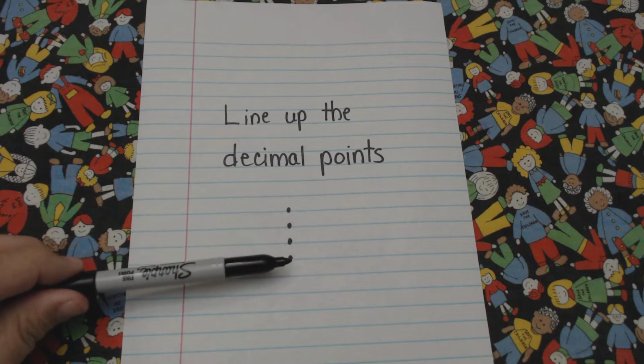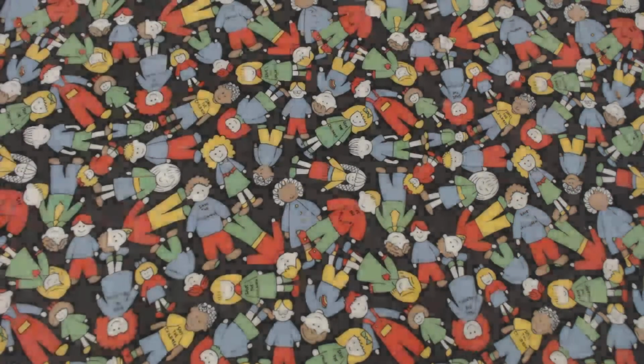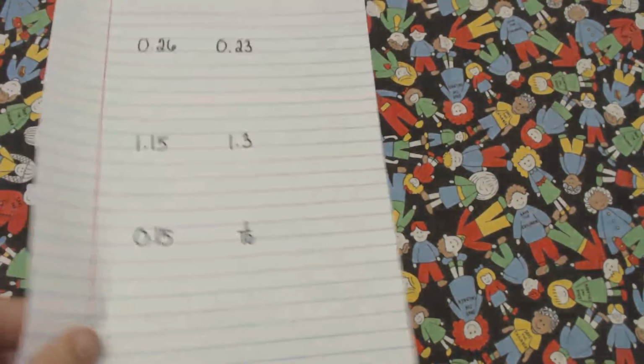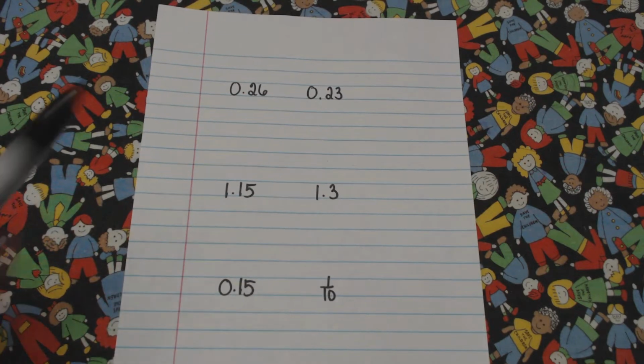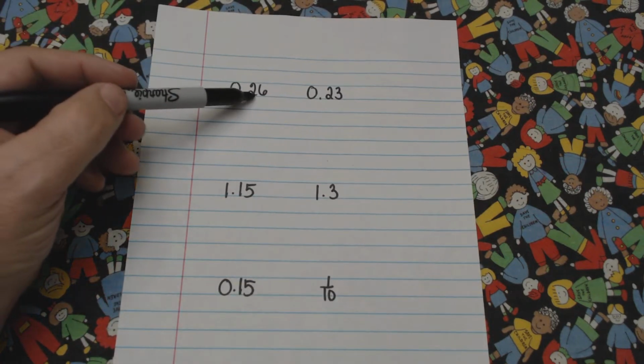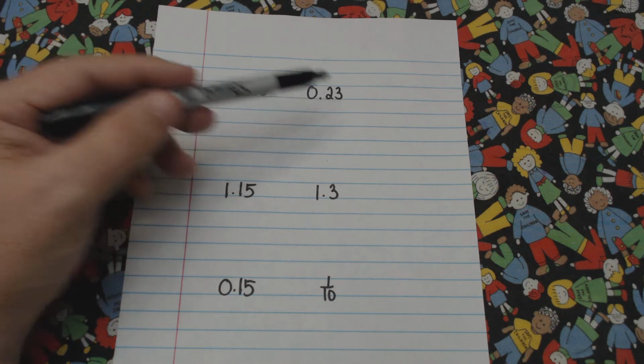So we draw the decimal points before we do the work. That way everything stays in order. Line up the decimal points. With that in our head, let's take a look at a couple problems. The first one we have 0 and 26 hundredths and 0 and 23 hundredths.